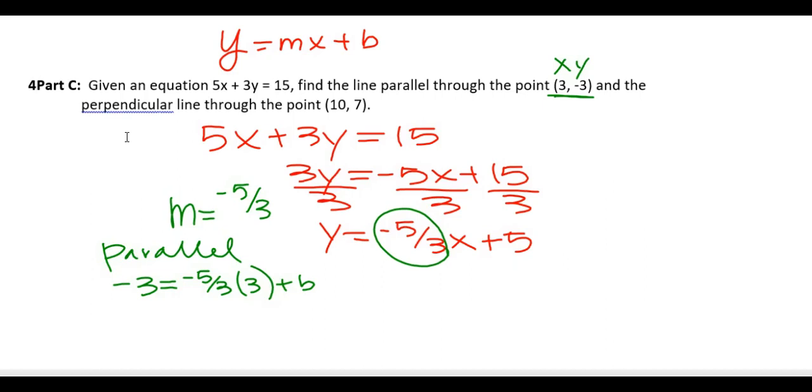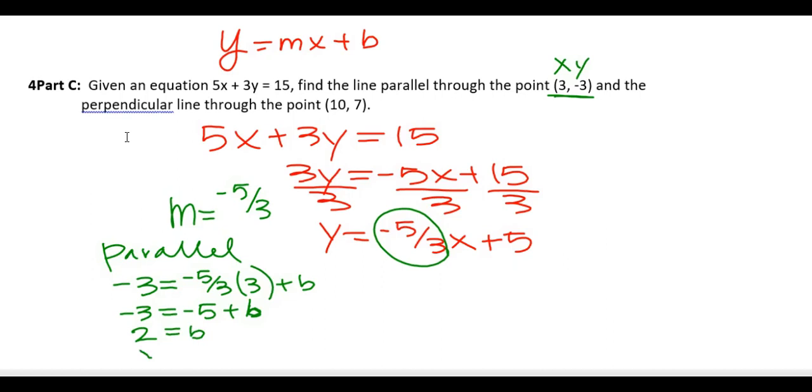So here, negative 5/3 times 3 is negative 5. So negative 3 is equal to negative 5 plus b. Now, we're going to add 5 to both sides to get rid of that negative 5. So that's going to give us 2 is equal to b. Now, this is going to enable us to write the equation.